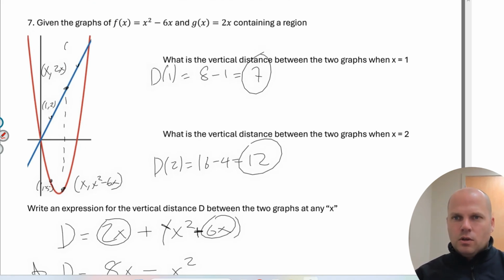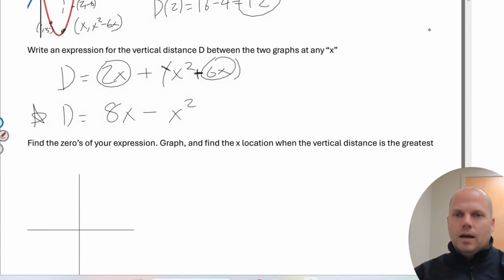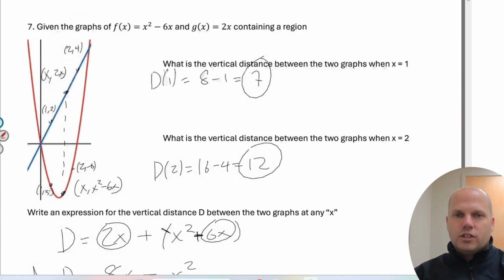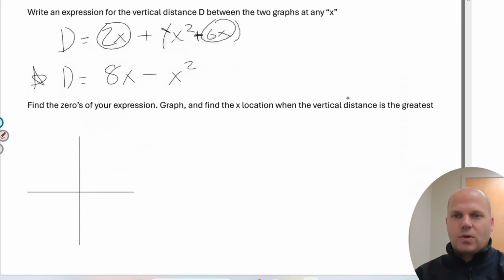Well, you could have done the same thing. Plug in 2. You get 4. Plug in 2. You get 4 minus 12, which is negative 8. What's the distance between negative 8 and 4? 12. Bam, subtract the values. Great. But we didn't have to do that because we have the distance equation.